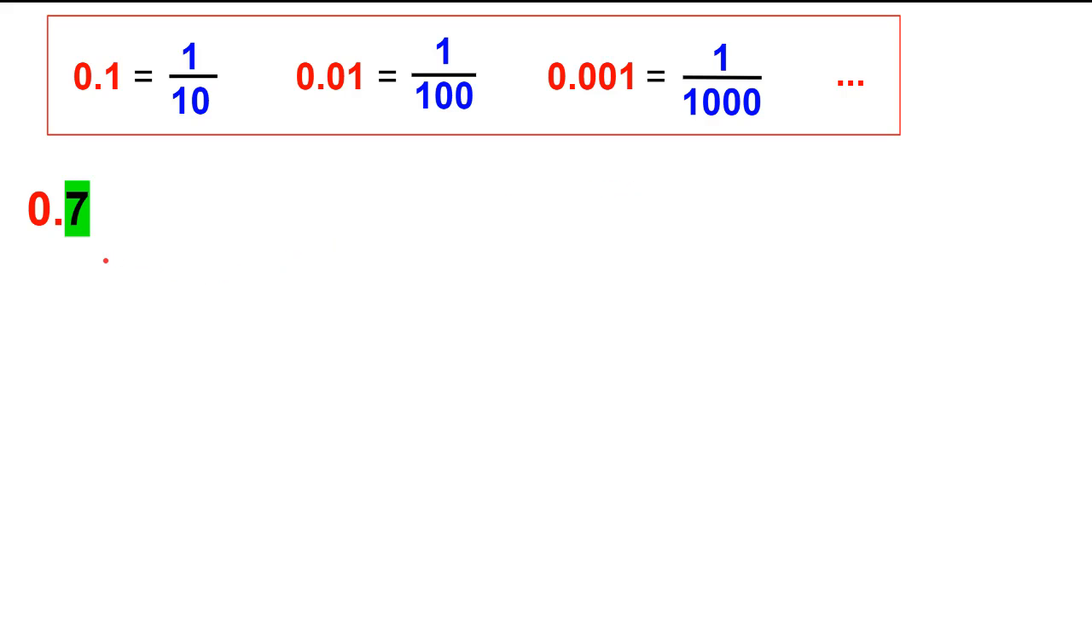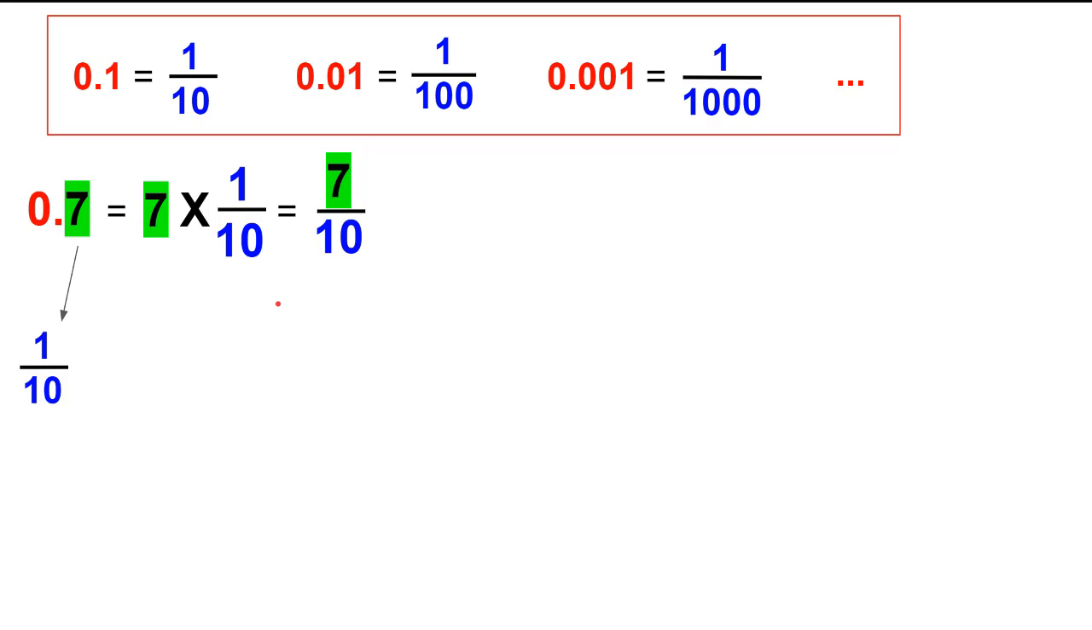0.7, we want to know how to write it as a simplified fraction. The 7 here appears as the first digit after the decimal point. That means that is the times we multiplied by 1/10. So in this case, we have 7 times 1/10, which is 7 over 10. So 0.7 is 7 over 10.